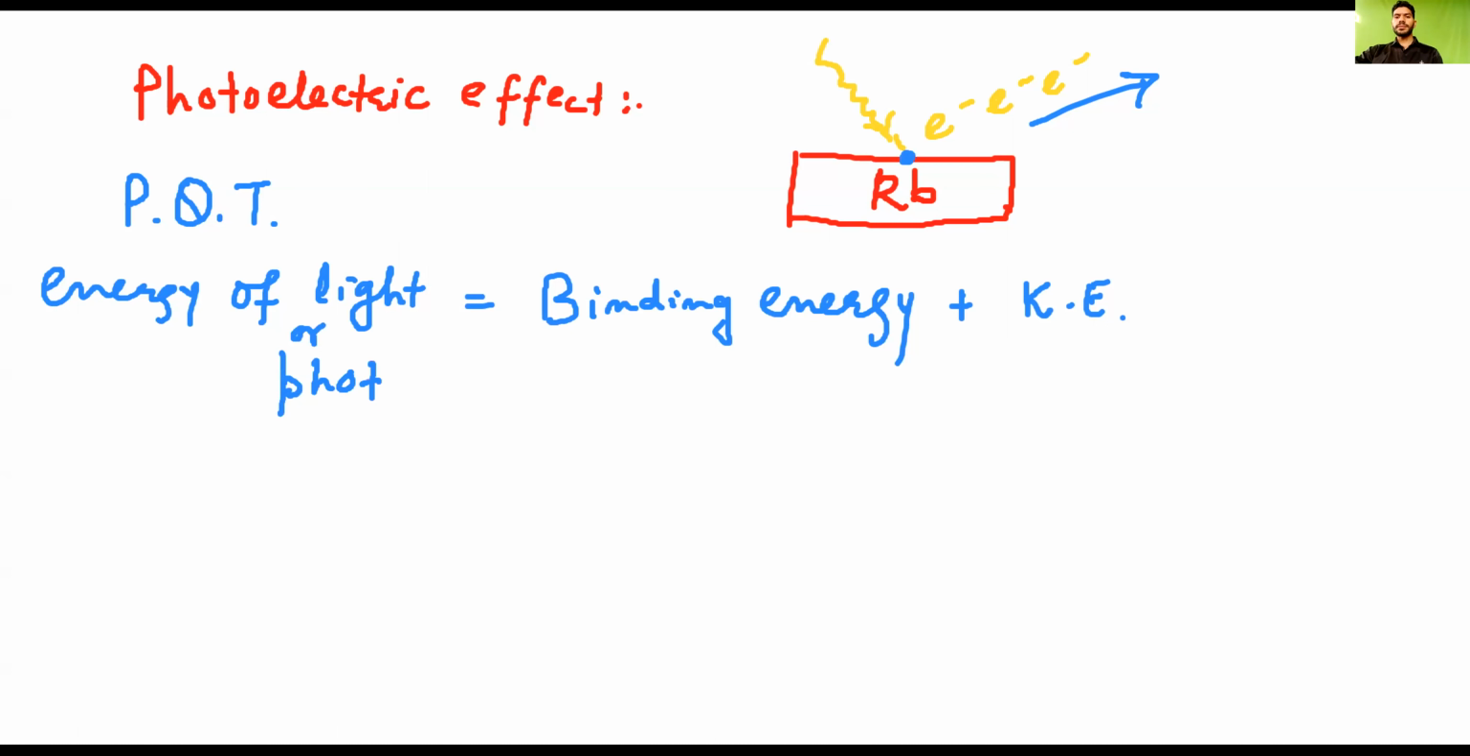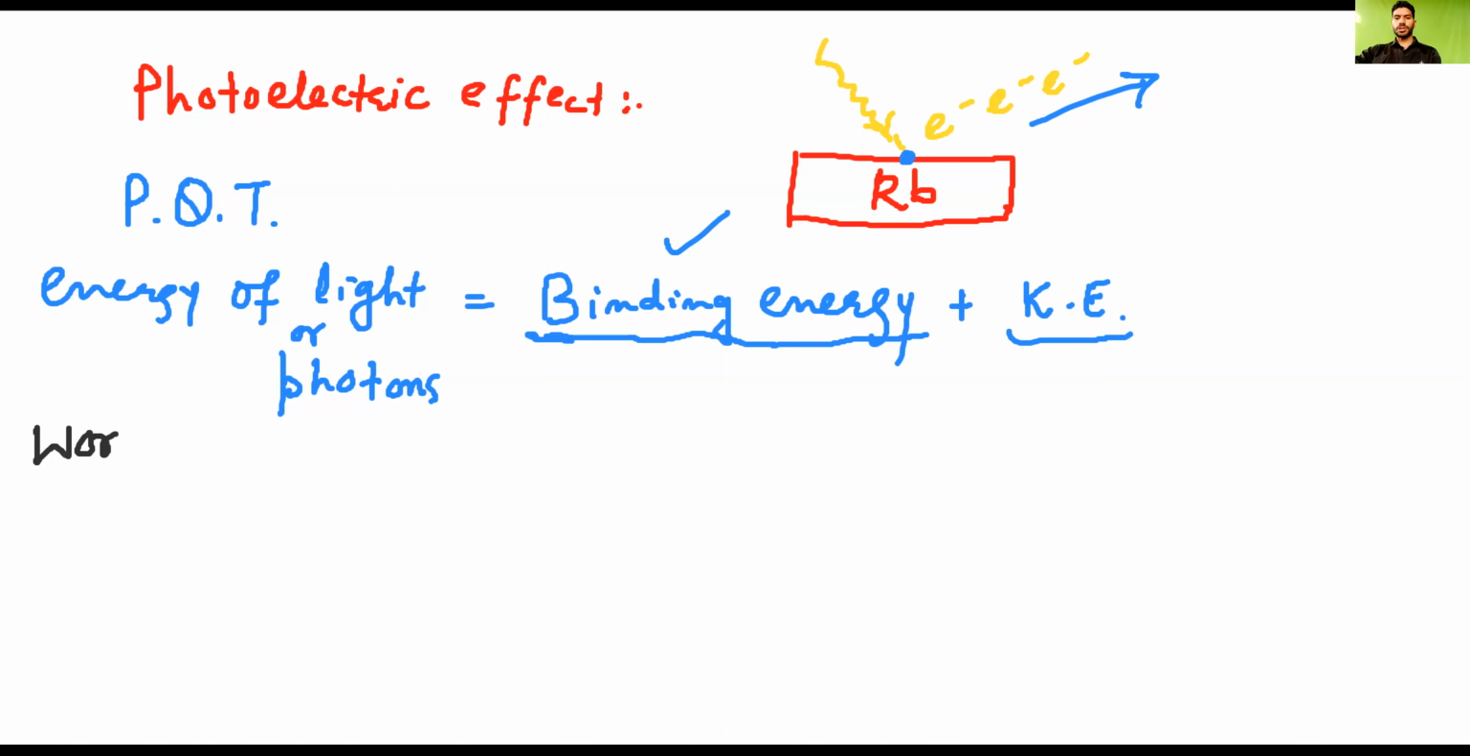One is that some energy is required to just remove this electron. The electron is bound with the nucleus, so that's why we call it binding energy. Some energy is used to remove this electron from the metal surface, and the rest of the energy is used as kinetic energy. This binding energy is a very important term which you will note down, and that is known as work function.